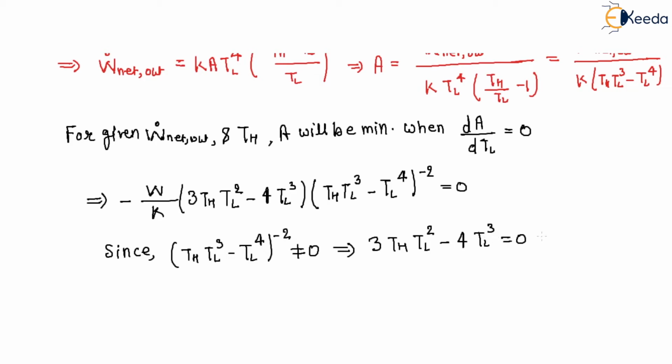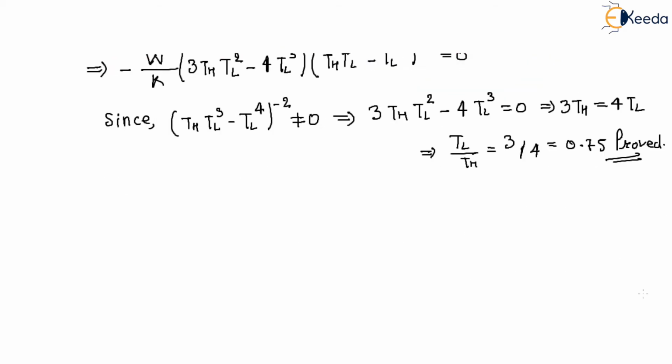So if this is 0, what is that? 3 TH is equal to 4 TL. So TL by TH is 3 by 4, that means 0.75. Proved? This is proved. So this is the condition, that means TL by TH is equal to 3 by 4 at which the area is minimum.